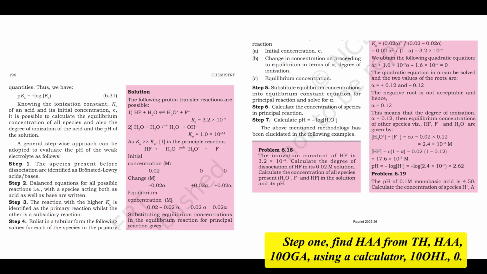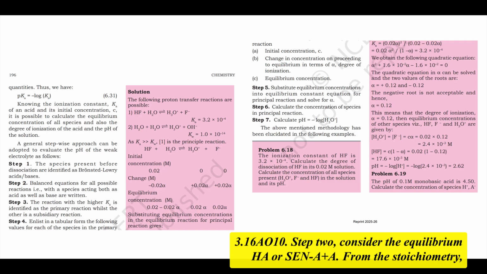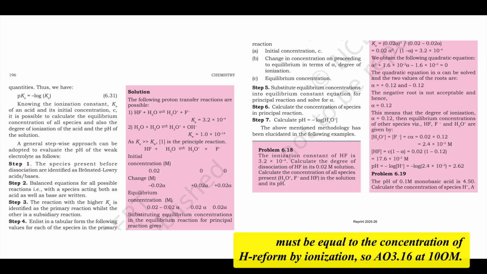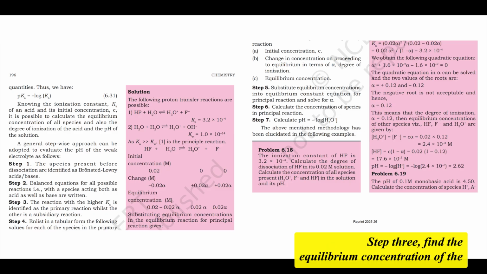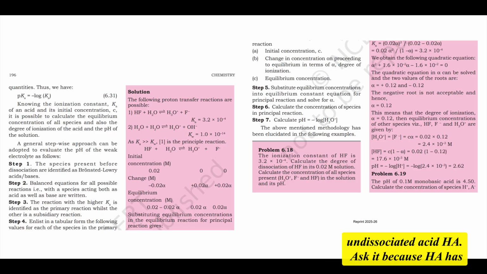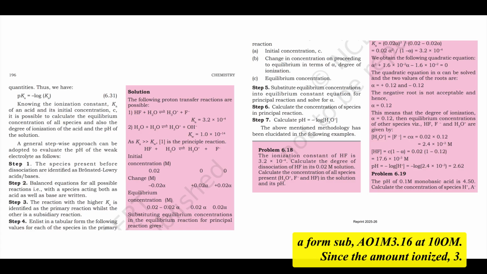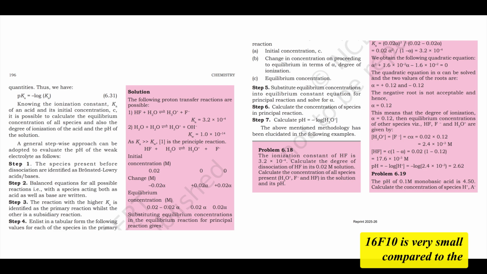Step 1. Find H3O+ from pH: [H3O+] = 10^-pH. Using a calculator, 10^-4.5 is 3.16 × 10^-5. Step 2. Consider the equilibrium, HA ⇌ H+ + A-. From the stoichiometry, the concentration of the conjugate base A- formed must be equal to the concentration of H+ formed by ionization, so [A-] is 3.16 × 10^-5 M. Step 3. Find the equilibrium concentration of the undissociated acid, HA, which is initial minus 3.16 × 10^-5 M. Since the amount ionized is very small compared to the initial concentration of 0.1, we can approximate [HA] as the initial concentration, which is 0.1.